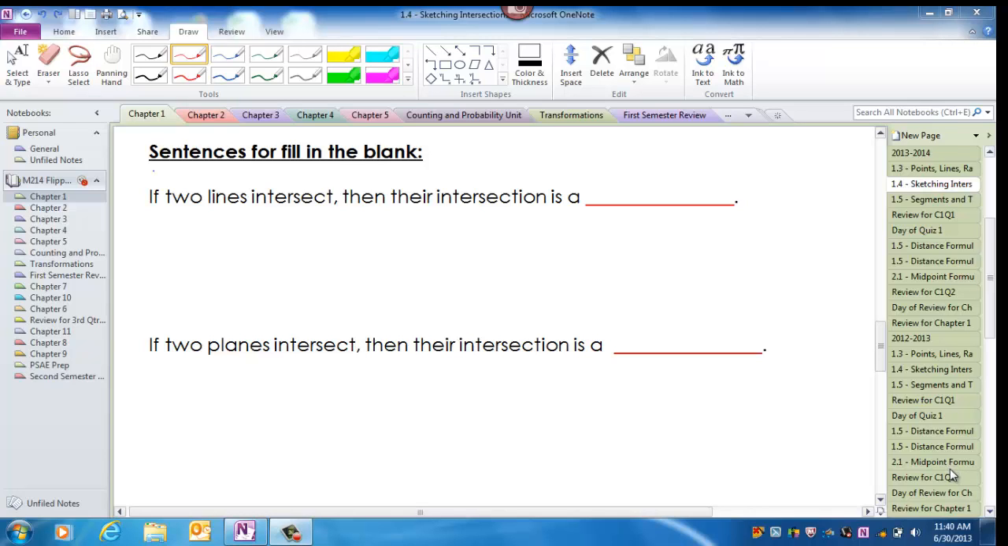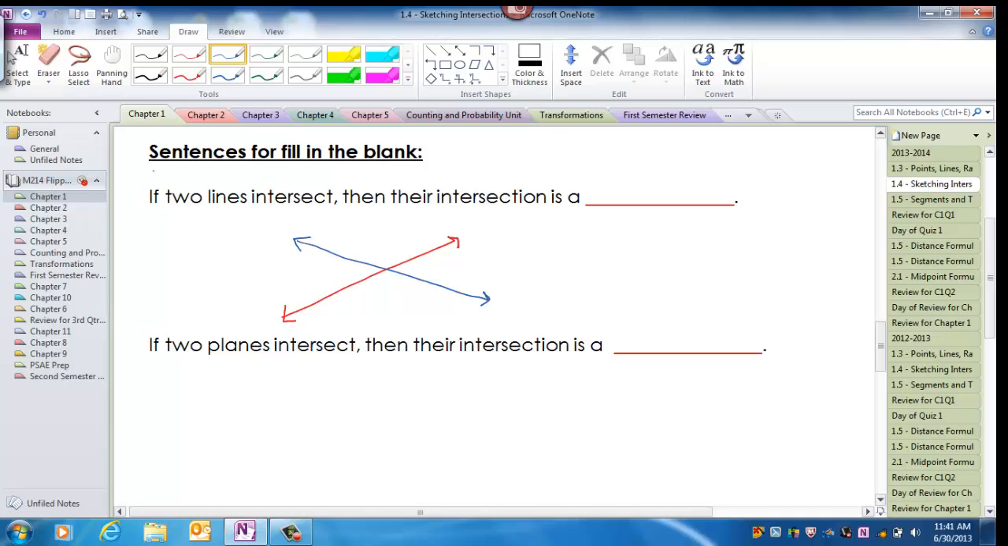Everybody, today's lesson is going to cover the intersection of lines and planes. So to get started, let's talk about the intersection of lines. So we have this red line that we can draw on our paper, and then another line, this blue line.